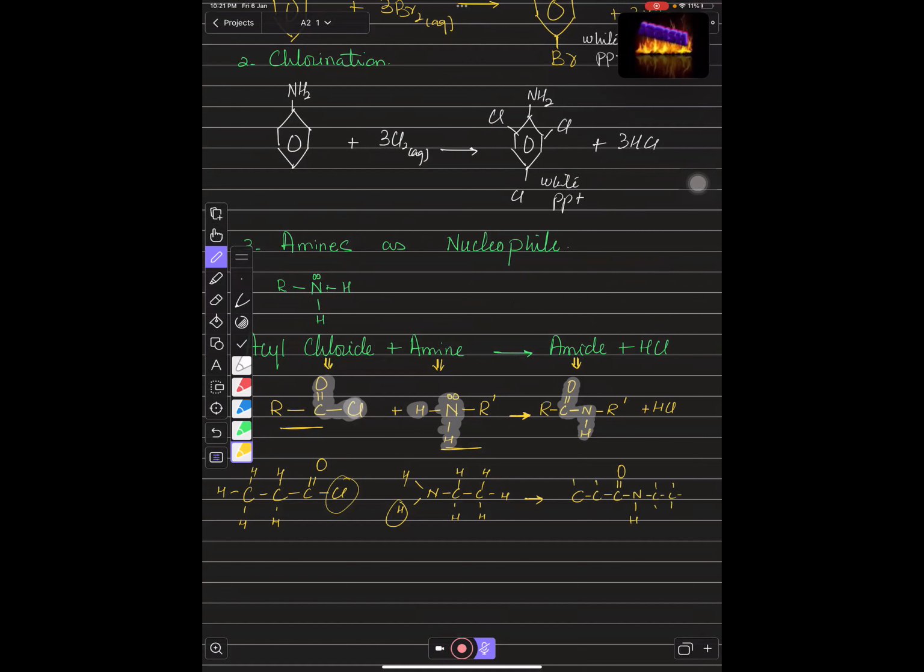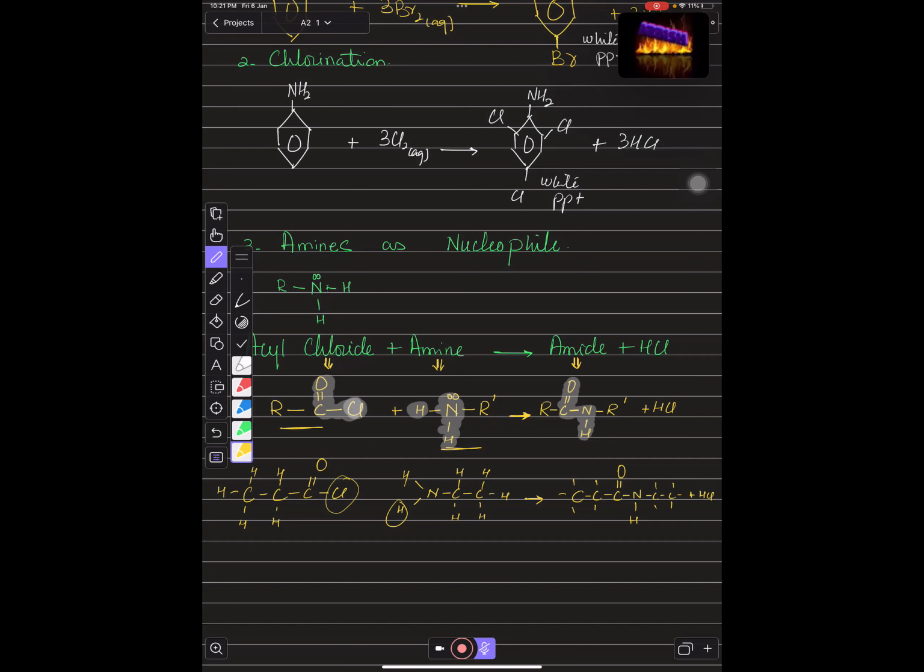So this will be the structure of amide plus HCl, right? If you are writing the name of this compound, keep this in mind. How can you write the name of this compound? You need to write the name in this way.